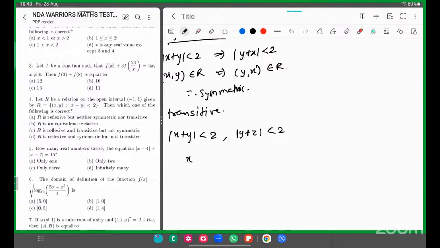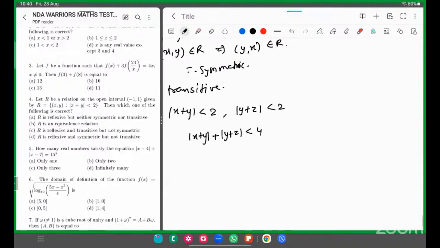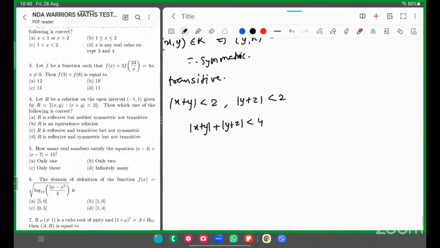So if we add both of these, it becomes x plus 2y plus z, or like this, mod of x plus y plus mod of y plus z is less than 2 plus 2, 4. Like this we are getting. Okay. So how are we going to get the values in terms of x and z? Is it possible? We need to have some values, otherwise it is very difficult to check. Between minus 1 to 1 only we have to take the values.